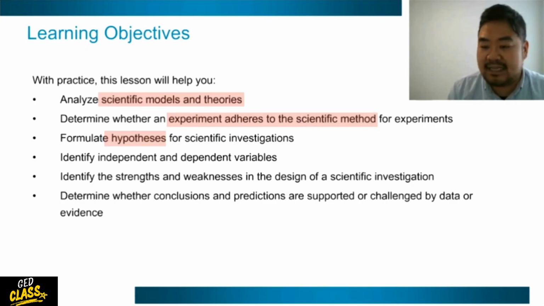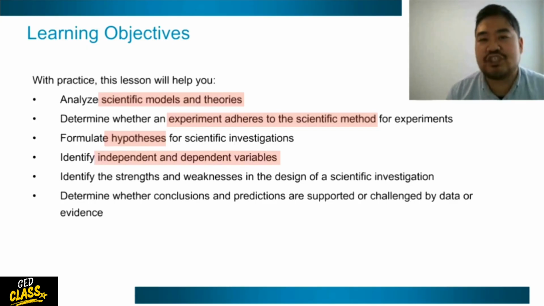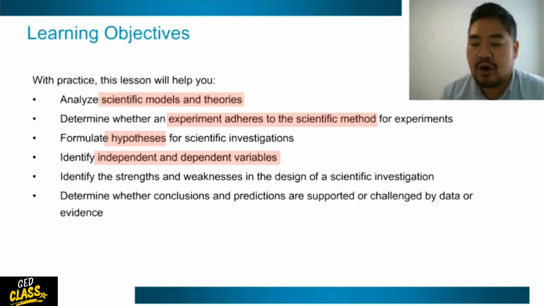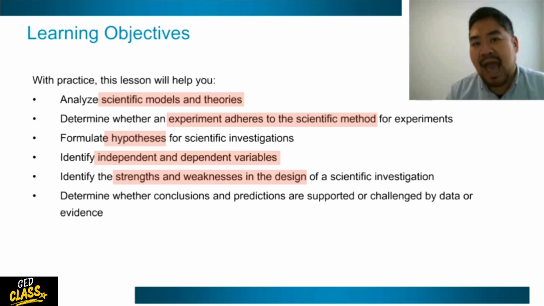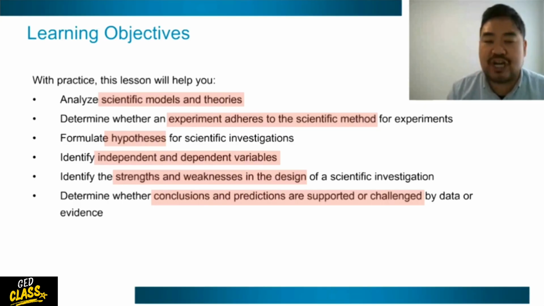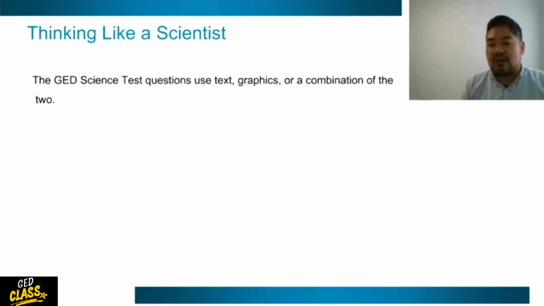Then we'll look at independent and dependent variables, differentiating what they are so that it helps you take on that scientific mentality to help answer more GED science questions. Understanding the strengths and weaknesses in the design of a scientific investigation. How did they conduct the experiment? Is the experiment legitimate? Maybe there are some errors in the experiment itself. And then lastly, conclusions and predictions are either supported or challenged by data or evidence. Here we're going to see whether we can say, oh, this prediction actually makes sense, or this conclusion is valid. Got a lot to look at here today, so let's get started with our first topic here.